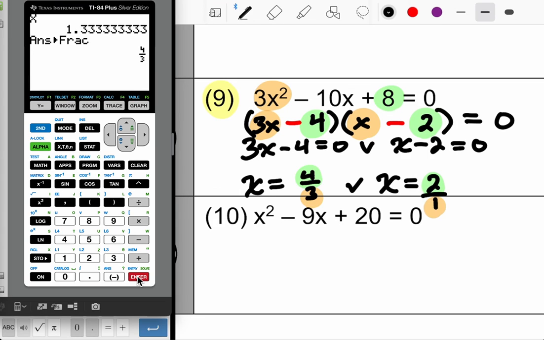But yeah, if I take my 3x minus 4, set it equal to 0 and solve, and if I take my x minus 2, set it equal to 0 and solve, I'll get these two values. It's a good backup plan to have. But we want to be able to handle the factoring because it helps you avoid having to do all this stuff. But at least you know that you have this as an option if you need it.